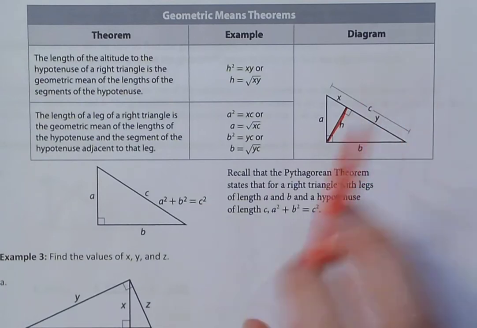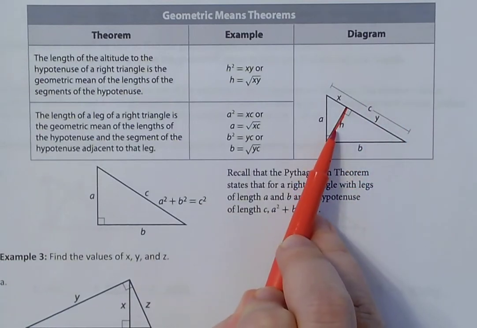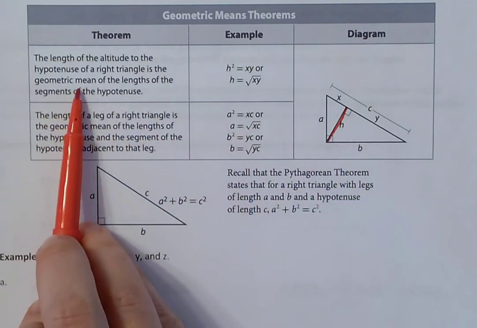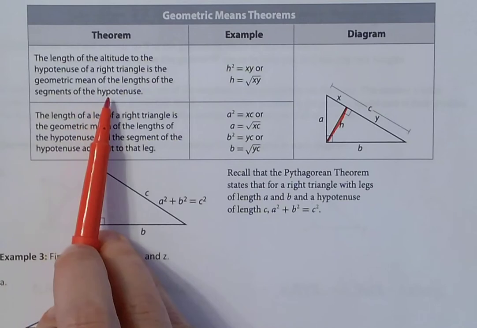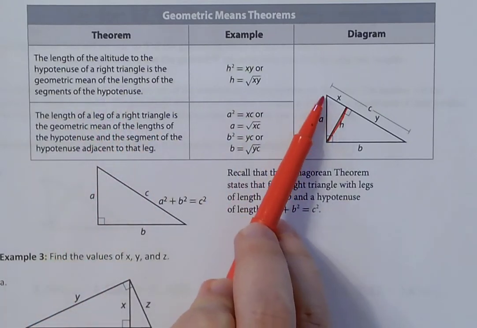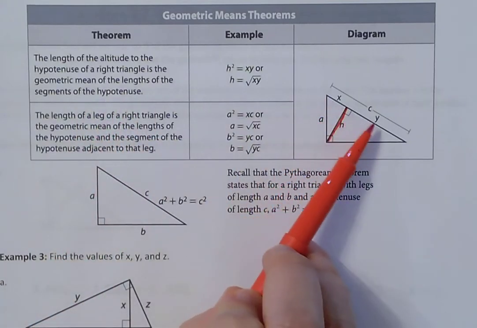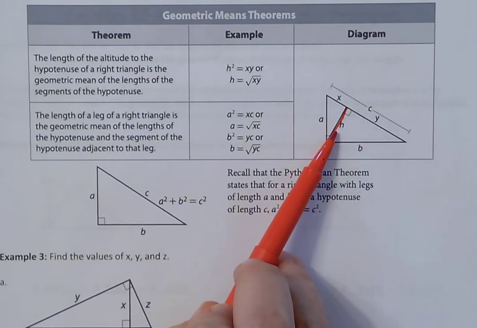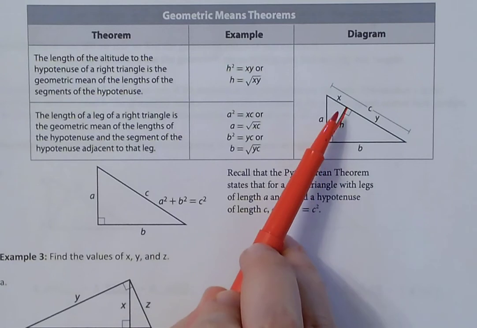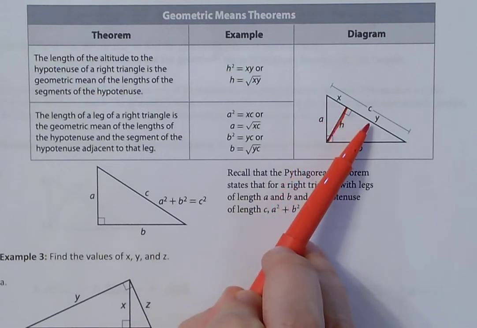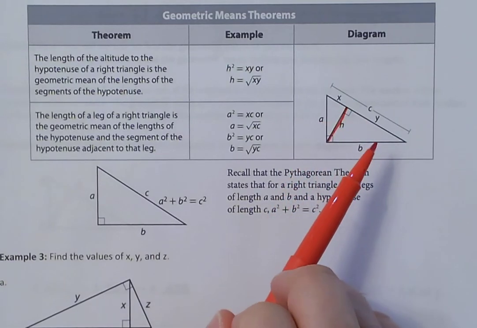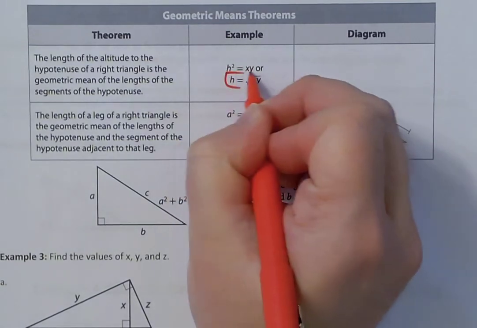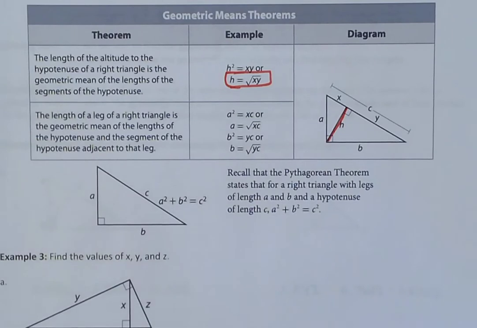To figure out the length of h, what you would have to do is take the geometric mean of the lengths of the segments of the hypotenuse. The segments of the hypotenuse would be x and y, so that's these two parts. So to figure out the value of h, it's going to be the square root of x times y. And that is how you figure out h.